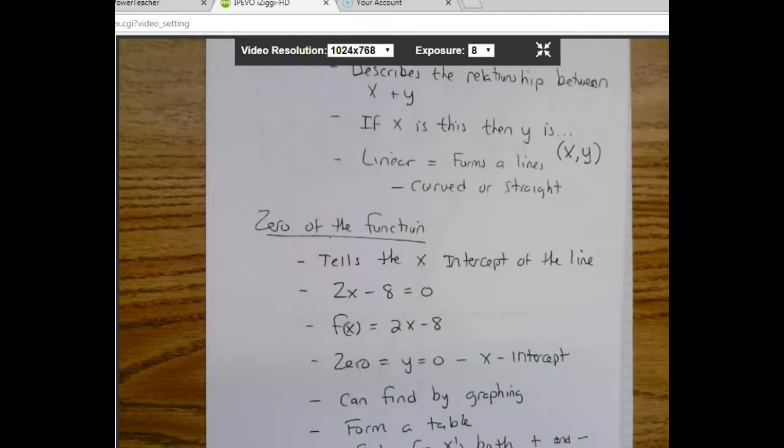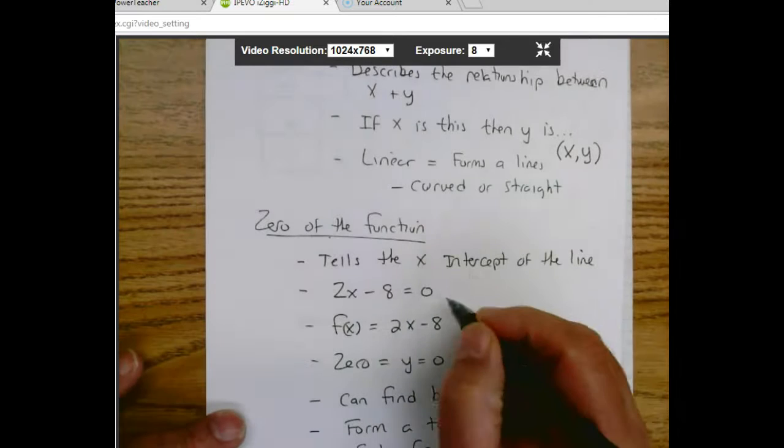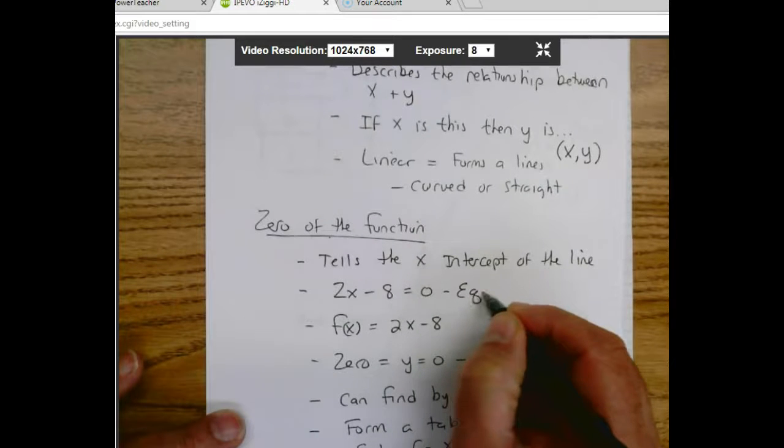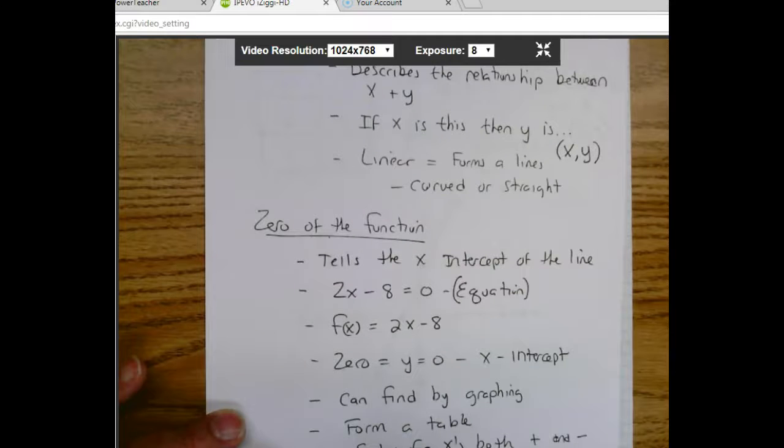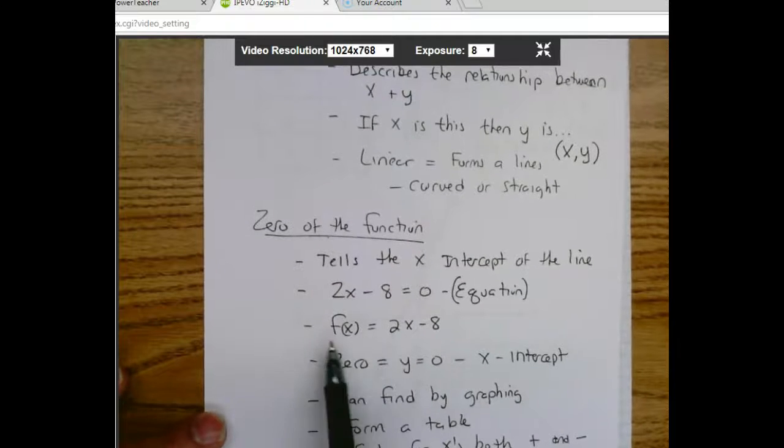We would see that noted as 2x minus 8 equals y. Let's just say we have this equation right here, and that was our equation. Then we would say, we want to make it into a function, f of x equals 2x minus 8. And we remember the x-intercept is where y equals 0.